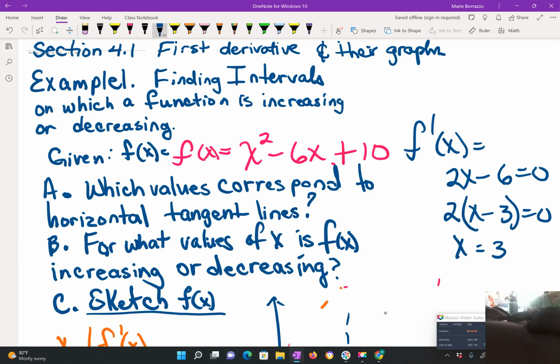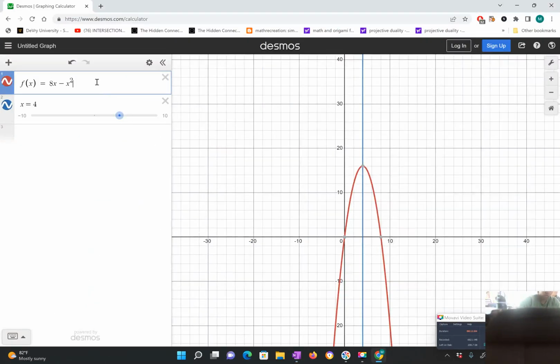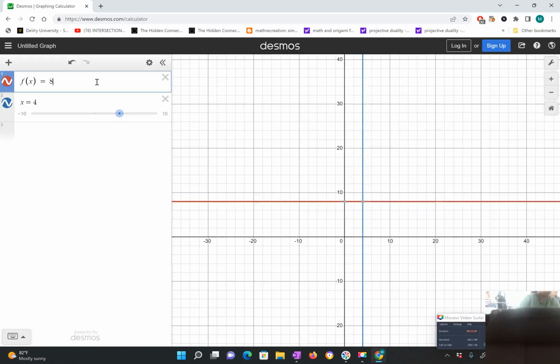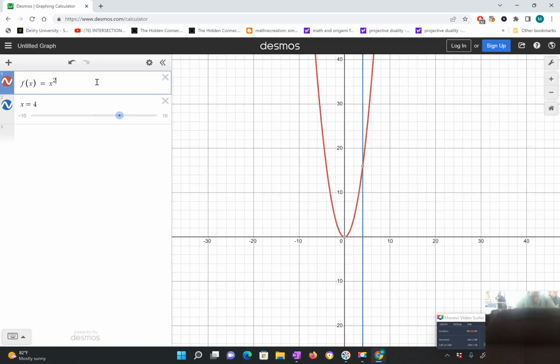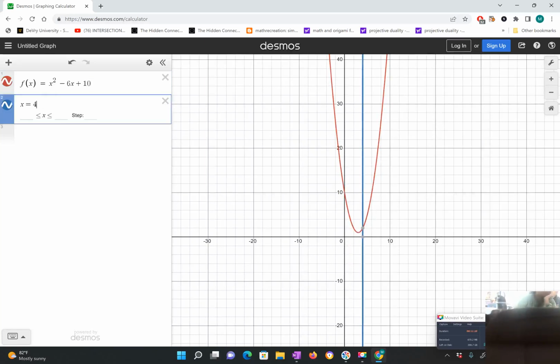If you, once again, go to Desmos, you want to graph this out. So this gives us x squared minus 6x and plus 10. And that's what it looks like. I'm going to erase this. Actually, no, I'm going to change it to 3. Right, because it's positive x squared. It should be facing up.